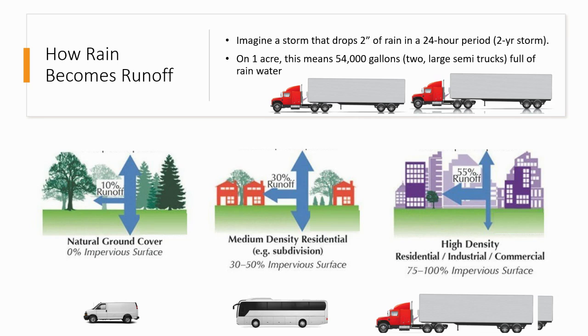For an undeveloped site, this would result in a 10-foot cargo van filled with water, leaving the site as runoff. For a suburban neighborhood with more impervious surface, runoff would fill a charter bus. For high-density commercial areas, you would see a bit more than one semi-truck of water leaving the site as runoff.